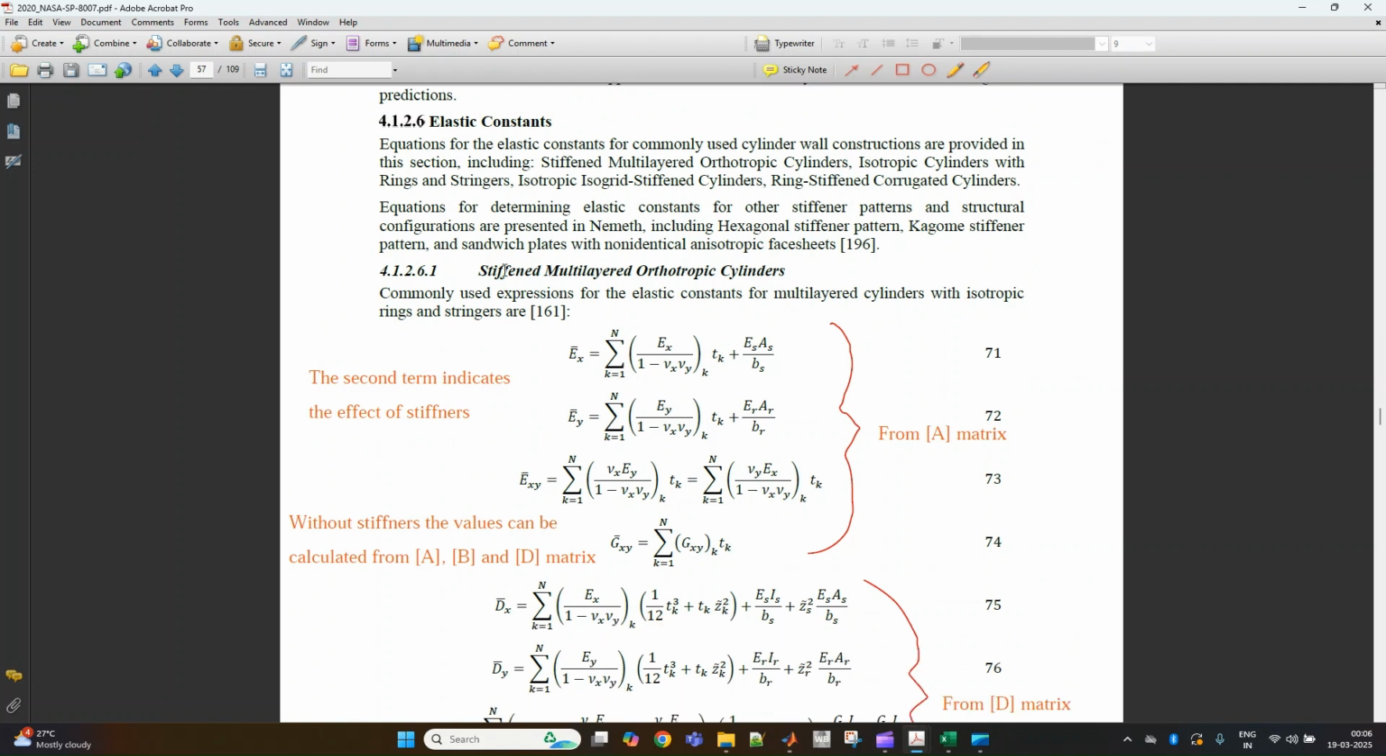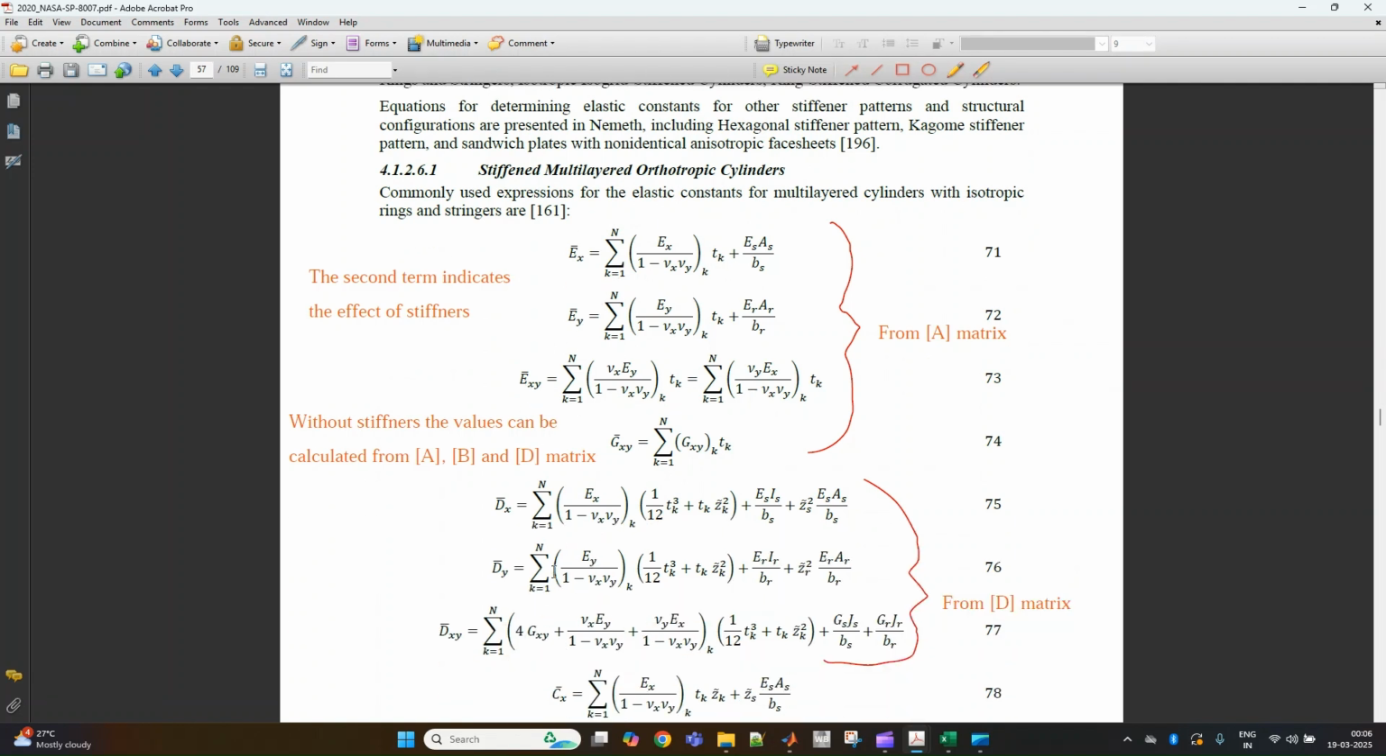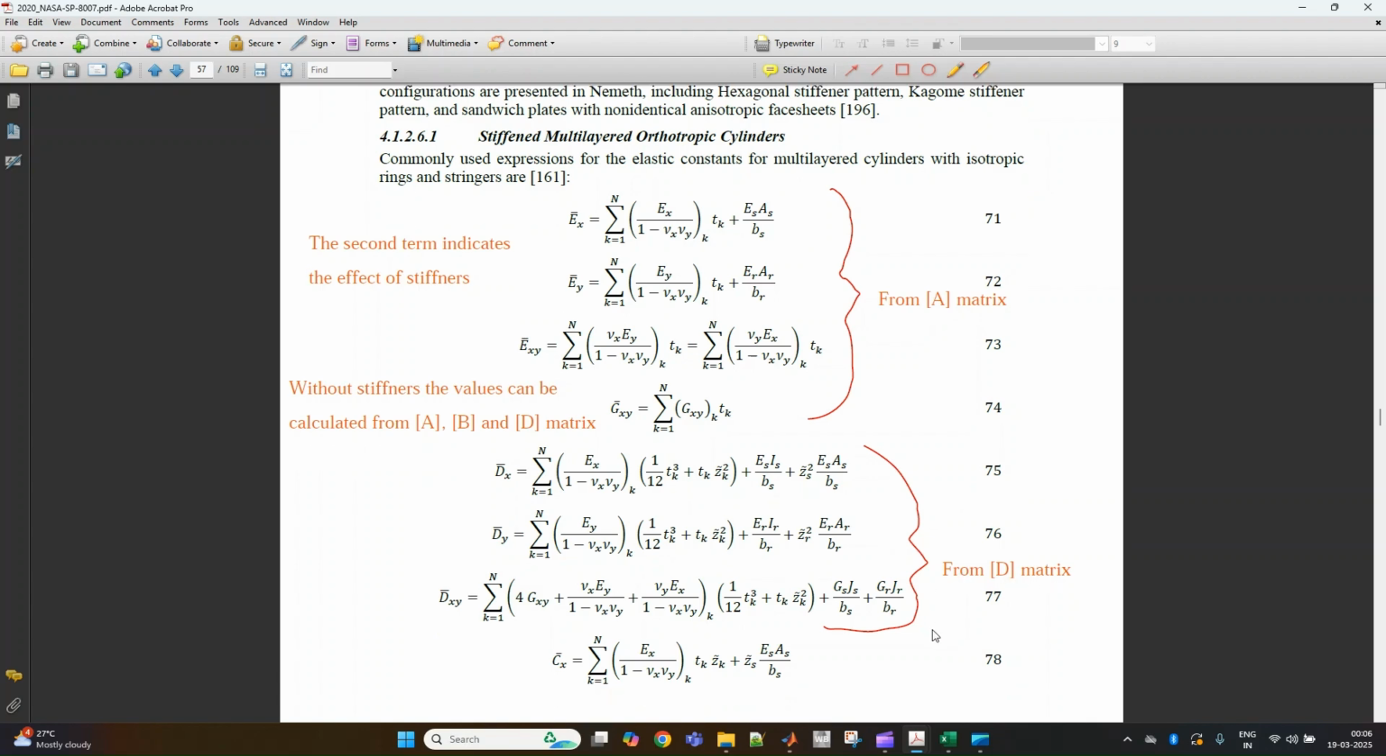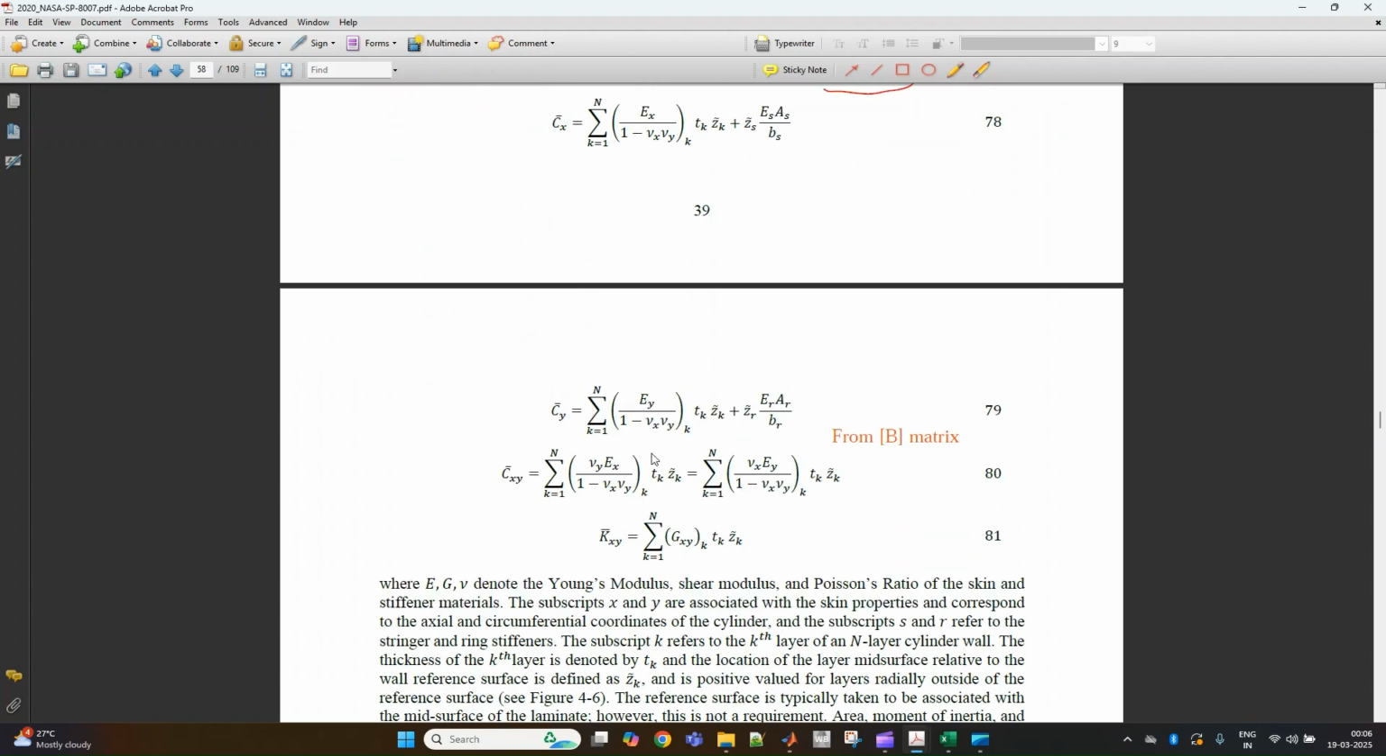Now, what are the other terms which were used? EX, EY, EXY, GXY, DX. All these things I have already written in red font in this PDF. That E represents the quantities which are taken from the A matrix, D represents quantities taken directly from the D matrix of the composite, and the C quantities with some subscript are the ones taken from the D matrix.